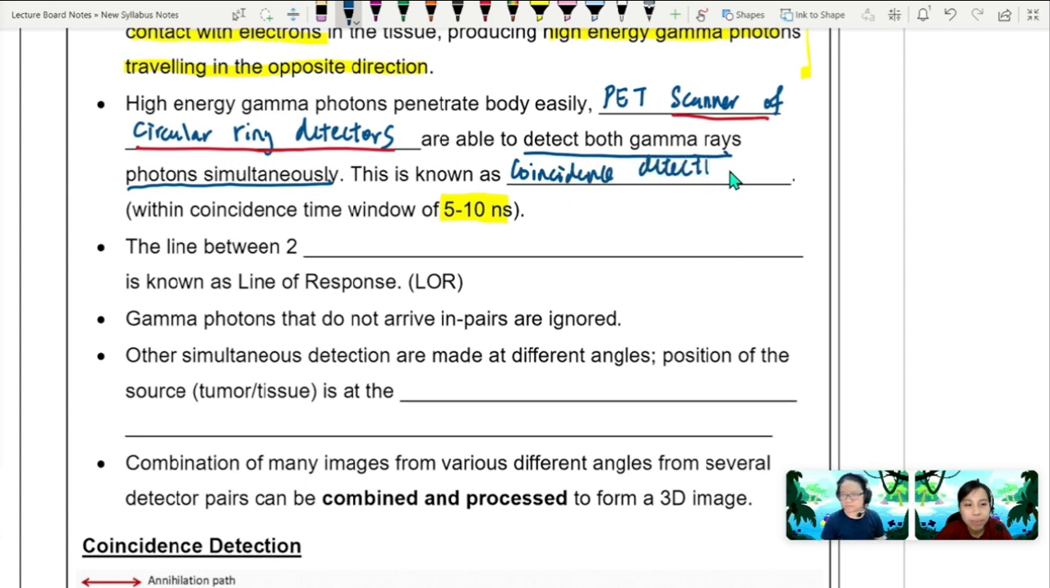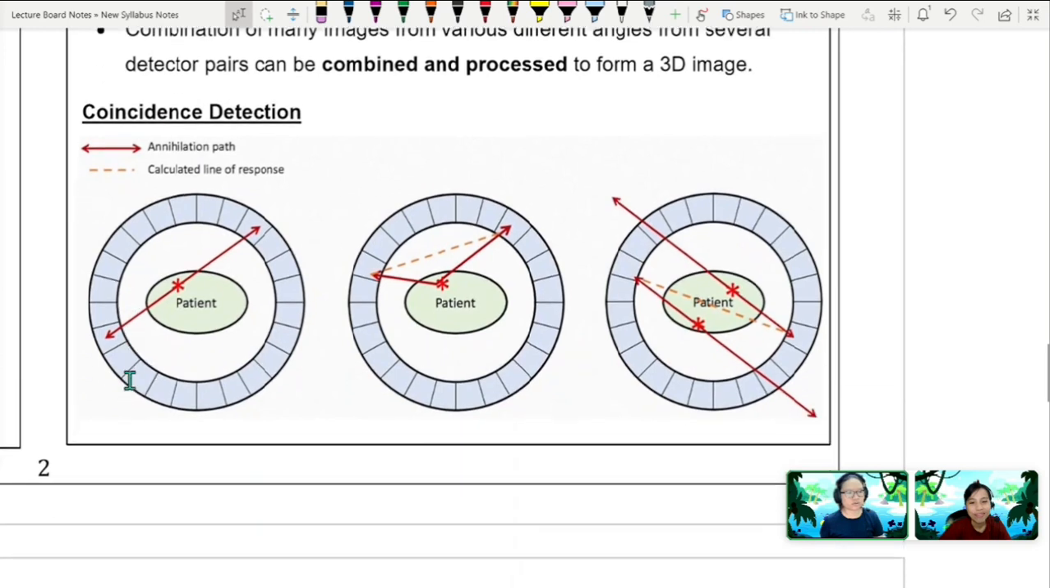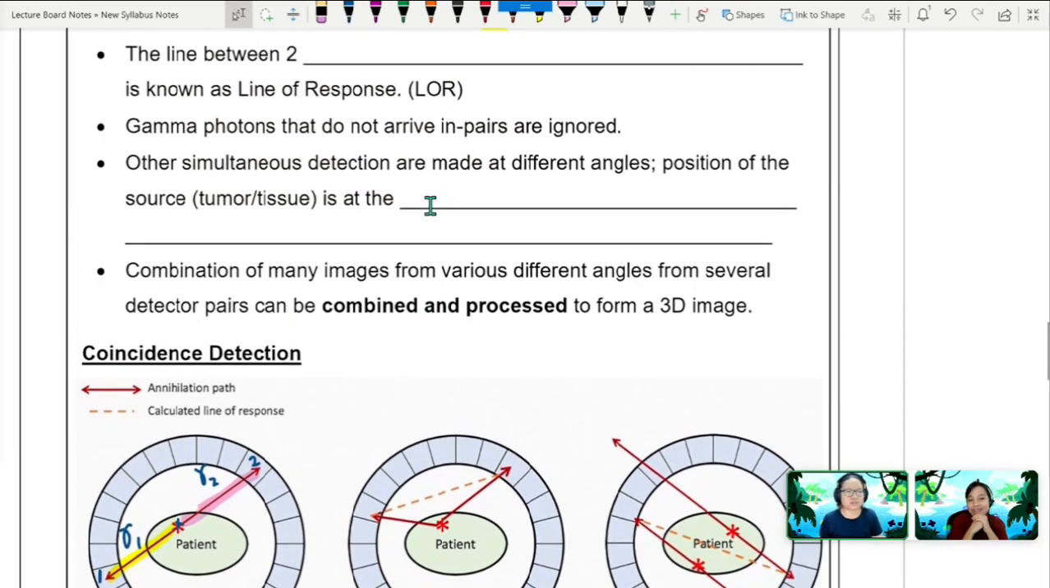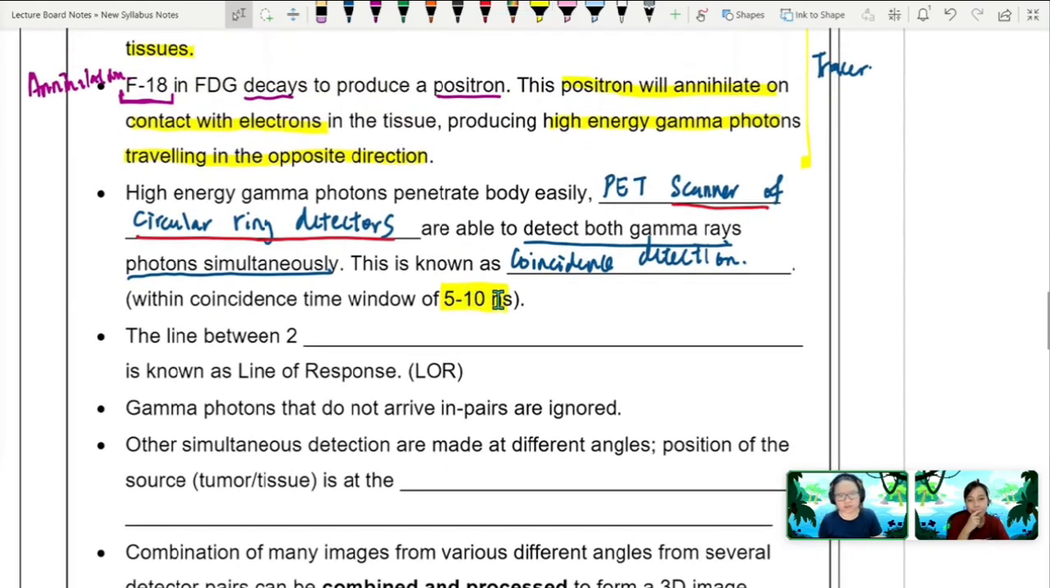Coincidence detection. And you might be thinking, teacher, when it comes to coincidence detection, let's say we look at this picture. We have this patient here, and then we ping sensor number one and sensor number two. It feels like sensor number one will ping slightly earlier than sensor number two because the distance traveled by the first gamma photon, let's call this gamma one, is a little bit shorter than the distance traveled by the second gamma photon, gamma two. But then, speed of light. It's a photon, traveling so fast. The extra few cm of human tissue doesn't really register, but we do have a very short tolerance window of 5 to 10 nanoseconds.